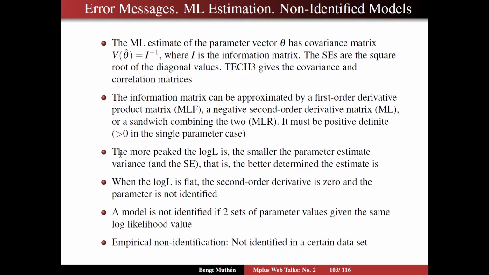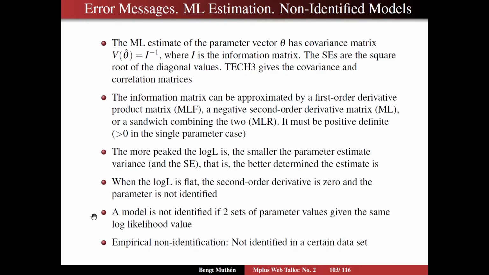The more peaked the log likelihood is, the smaller the standard error of the parameter estimate. That is, the better determined the estimate is, like in figure A on the previous slide. And when the log likelihood is flat, the second-order derivative is 0. So it's not positive, it's not negative, but it's 0. And therefore the parameter is not identified.